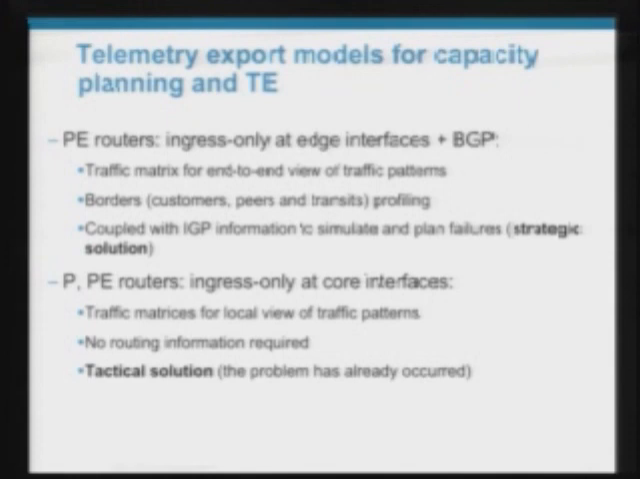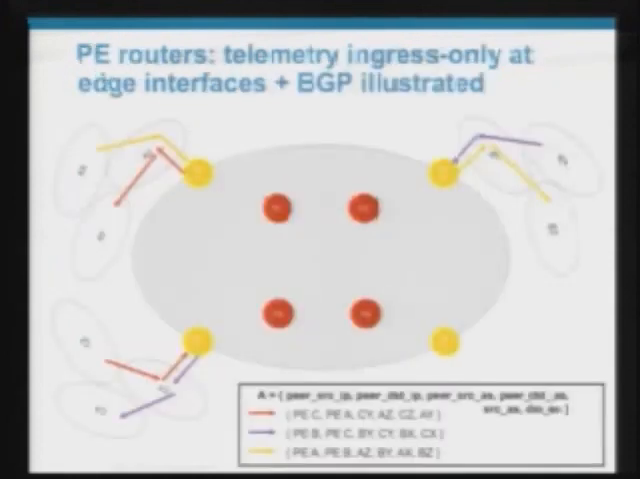Now, I would like to go through two illustrations, one for each of the models. So you see that with the first model, you get at the very end just a single traffic matrix. So you have three flows, the red, the violet, and yellow. And you do not really know what happens within your backbone. But on the other side, you know where traffic is coming from and going to.